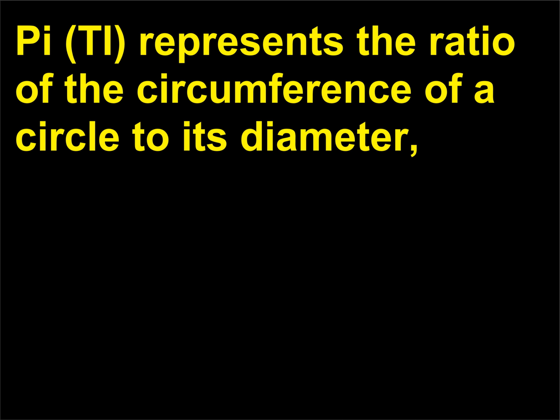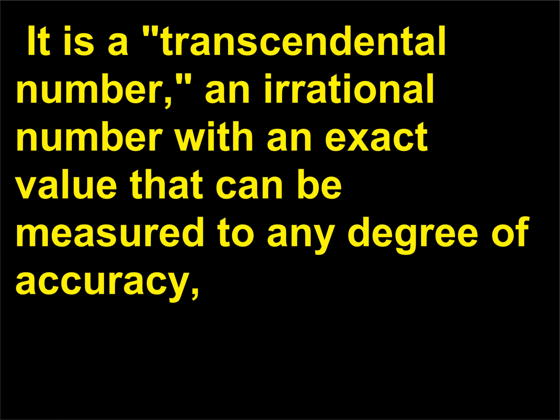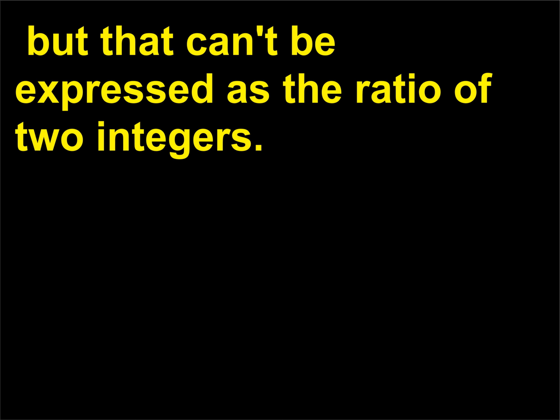Pi, π, represents the ratio of the circumference of a circle to its diameter. Used in calculating the area of a circle, πr², and the volume of a cylinder, πr²h, or cone. It is a transcendental number, an irrational number with an exact value that can be measured to any degree of accuracy, but that can't be expressed as the ratio of 2 integers.